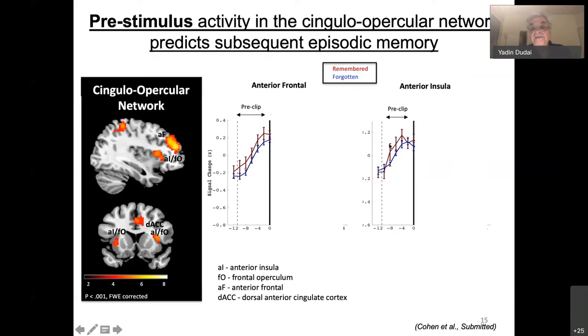And here is another example. Red is remembered and blue is forgotten. Let's see what happens later, after the experience.